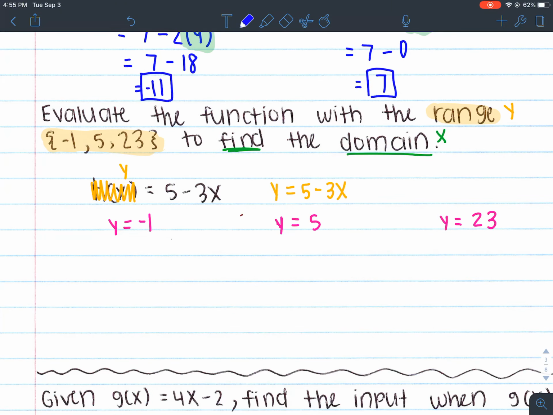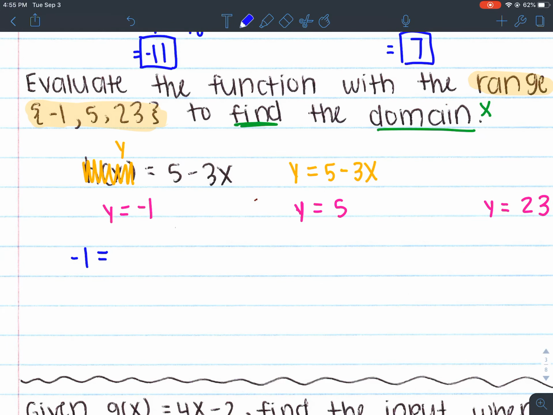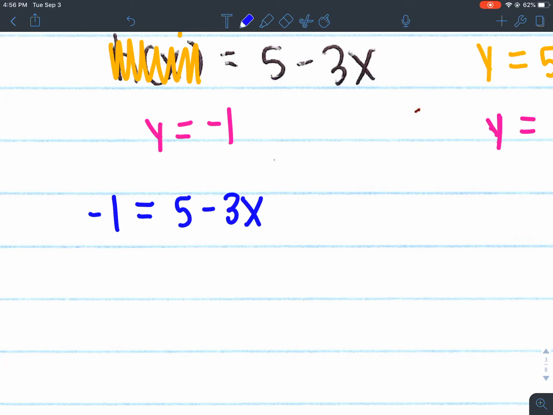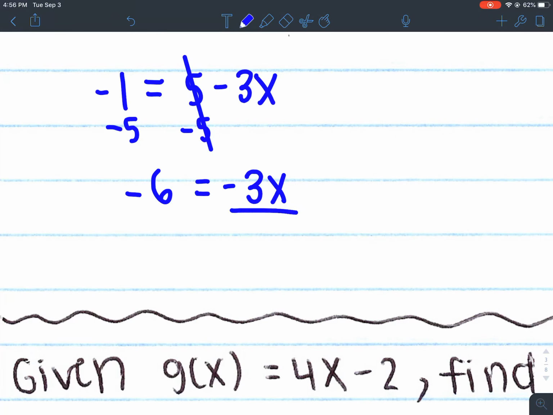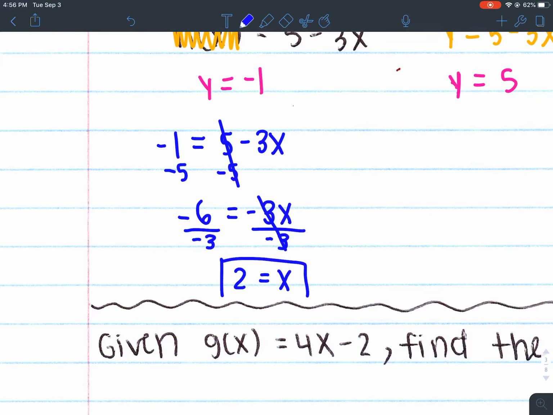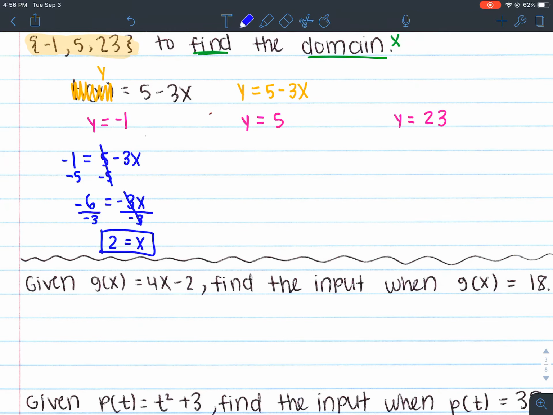Okay, well, I'm given the range, so I'm given my y values, so I'm going to plug in the y values. So this is going to be negative 1 equals 5 minus 3x. So I'm plugging it in for my y values. Okay, I'm going to solve for x. So this is basically the first day or second day where we solve equations. So the next step here is to subtract 5 from both sides. Negative 1 minus 5 is negative 6 equals negative 3x. Divide both sides by negative 3. x equals 2. So box that for now. I'll write the answer later.